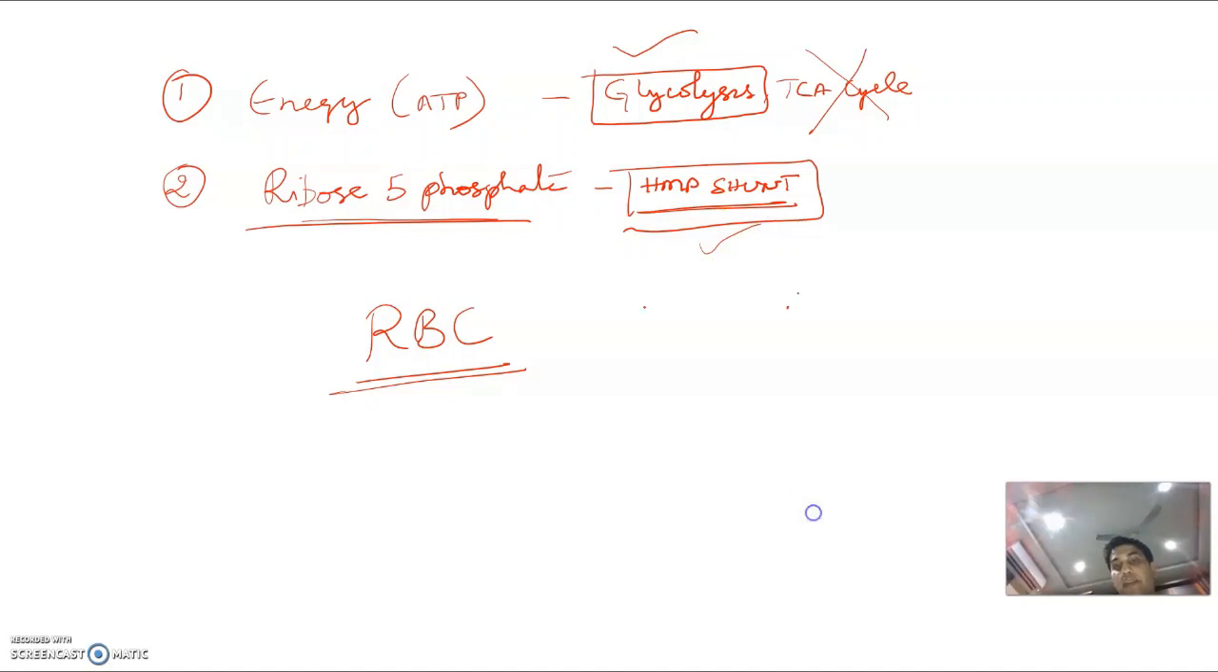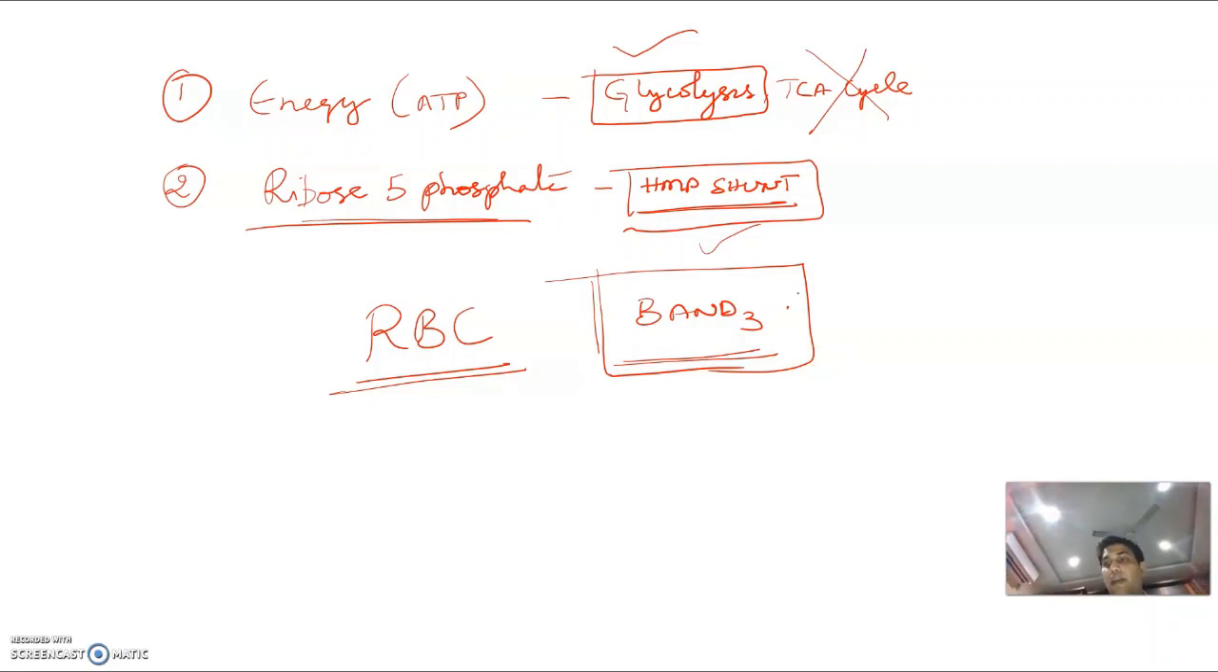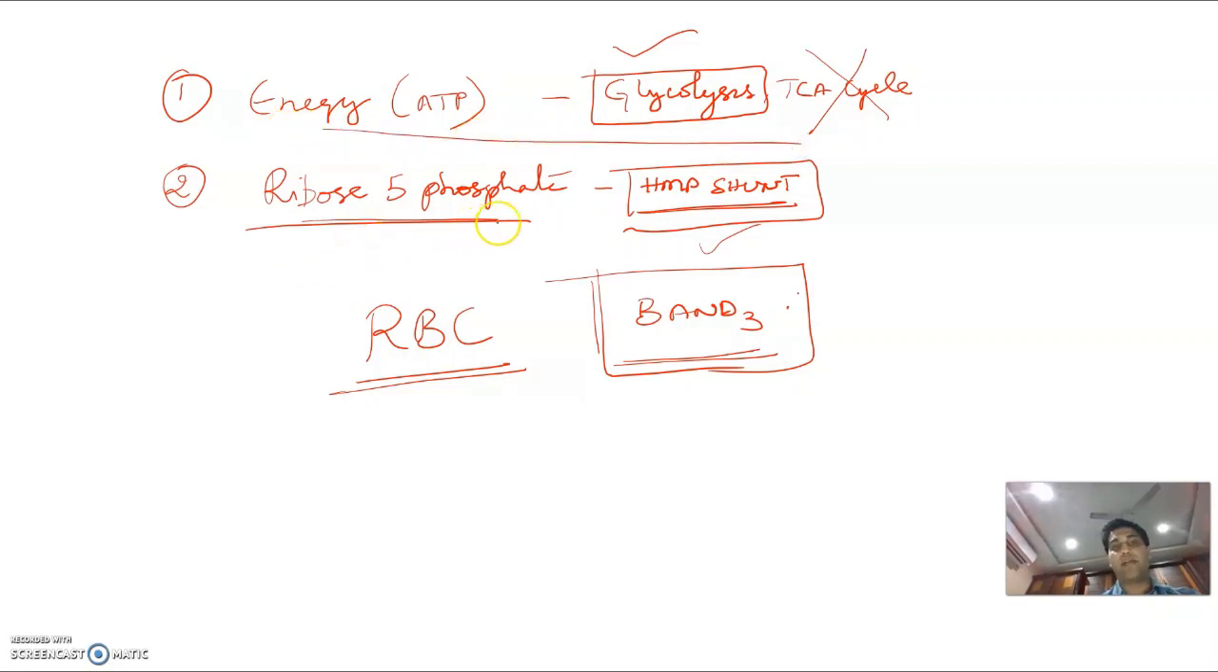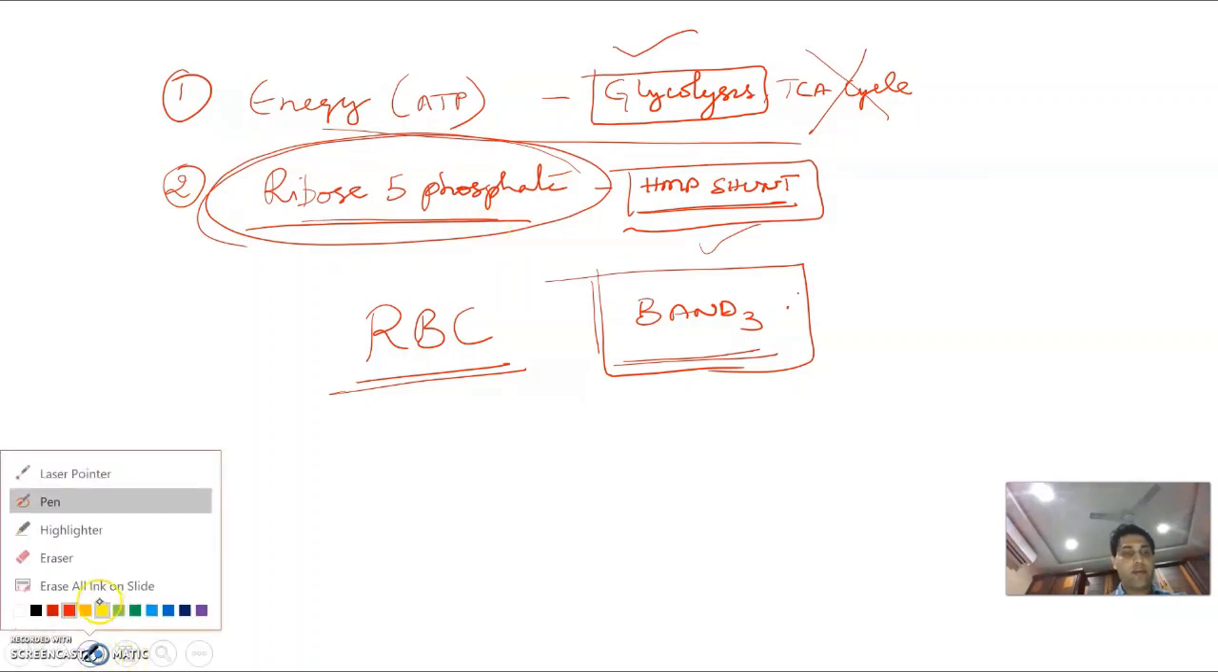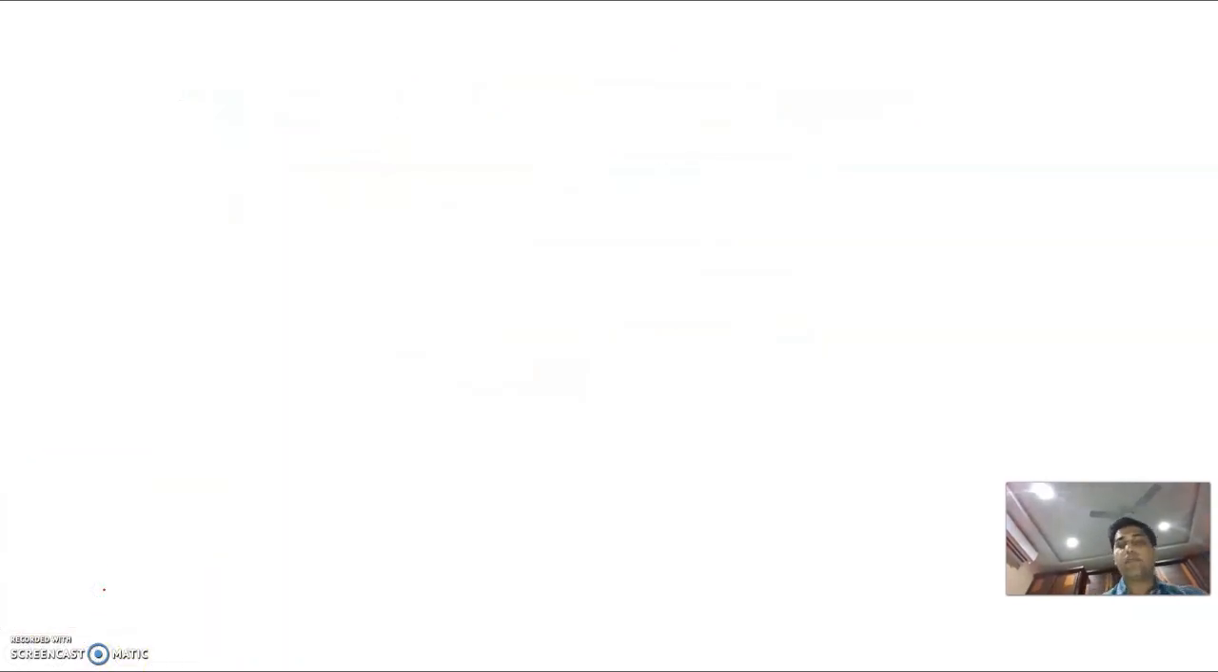This has been very beautifully explained by the role of band 3, or anion exchange protein 1, and how it regulates glycolysis and HMP shunt inside the RBCs. Perhaps in some other class we'll talk about differential regulation of glycolysis by band 3. For now just remember that the energy comes from glycolysis and the principal substrate is ribose 5-phosphate. So we have two things: ribose 5-phosphate and a lot of energy, or ATP.